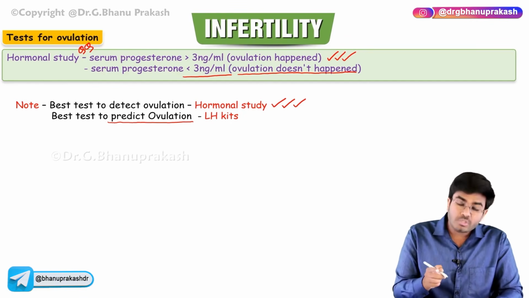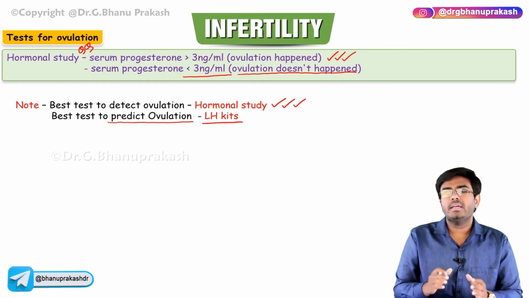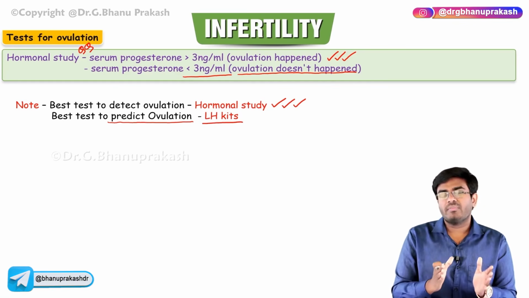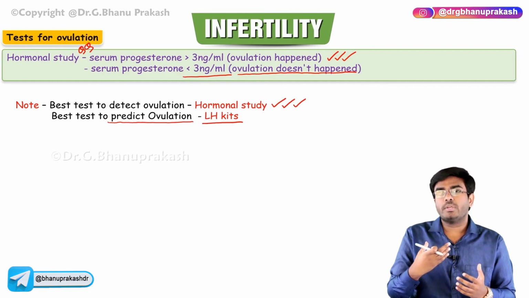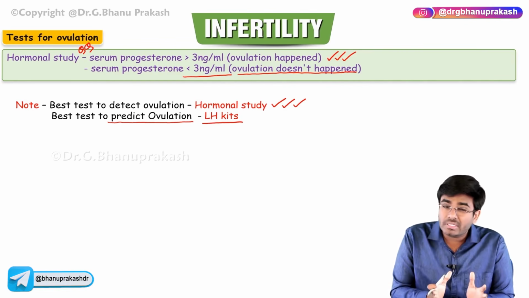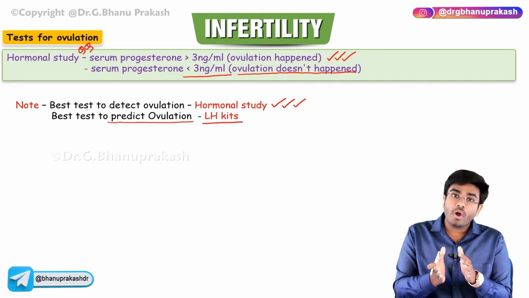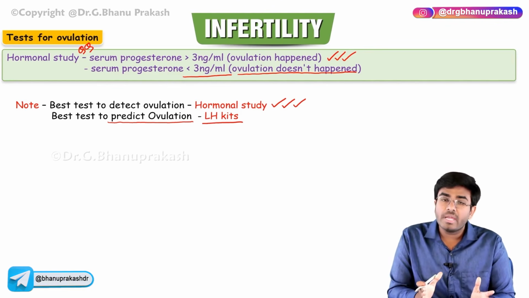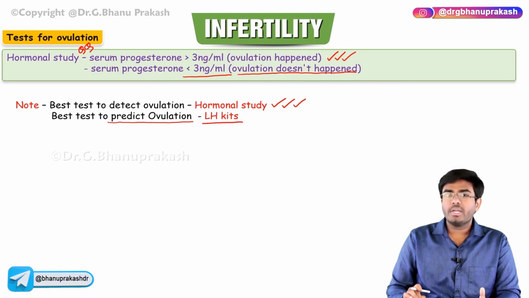So the best test to predict ovulation is LH. It's just like urine pregnancy kits. The female will carry this LH kit, and she will know when she is going to ovulate. Either she can have intercourse at that particular time if she is willing to have a pregnancy, or she will avoid intercourse at that time if she doesn't want to get pregnant. Okay, so these are some important points.